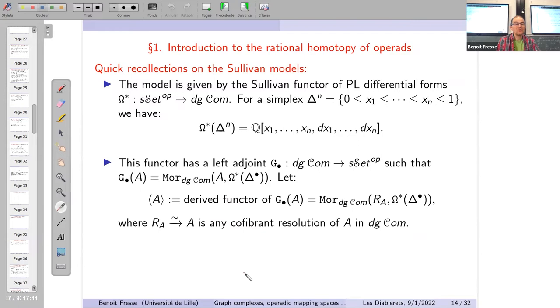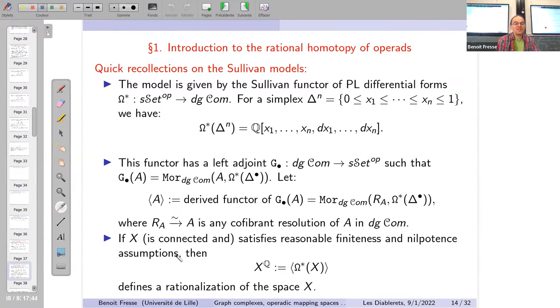So in what follows, what I'm going to consider is the Sullivan realization of a DG commutative algebra, which is defined by applying a derived functor of G dot to A. This means applying the functor G dot to some good cofibrant resolution of A in the category of DG commutative algebras. And the claim is that if you start with a connected simplicial set, which satisfies reasonable assumptions, and you take the image of this simplicial set under the Sullivan functor and go back using this realization functor to simplicial sets, then you get the space XQ, which represents a rationalization of the space X, in the sense that this mapping X goes to XQ is a rational counterpart of the classical rationalization process of abelian groups.